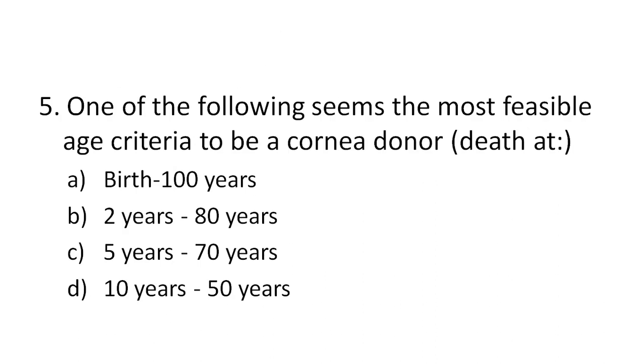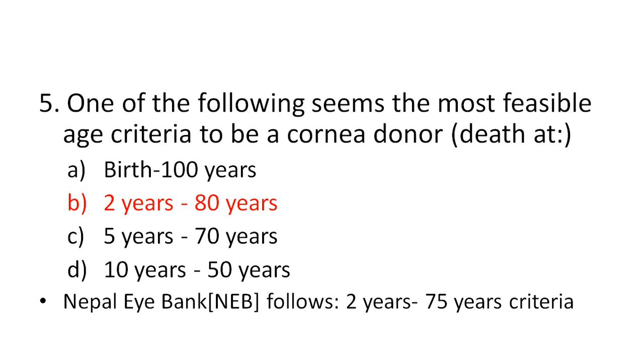Question number 5. One of the following seems the most feasible age criteria to be a cornea donor, if the death occurs at: A. birth to 100 years, B. 2 years to 80 years, C. 5 years to 70 years, D. 10 years to 50 years. The most appropriate answer is 2 years to 80 years. Even Nepal Eye Bank follows a 2 years to 75 years criteria. So among these 4 options, the most appropriate is B.